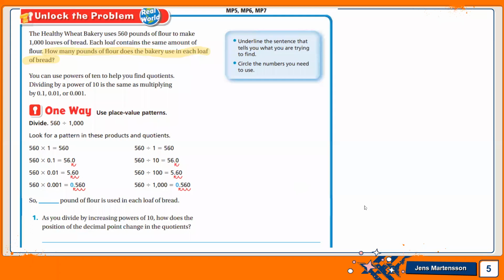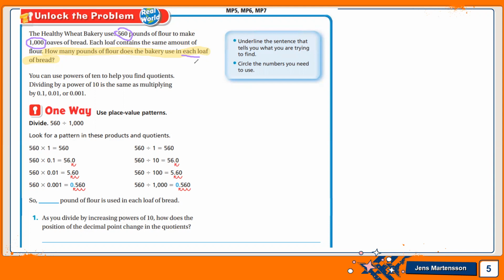What are the numbers that I have to use? I have here 560, and I have 1,000. So now, they use 560 pounds to make 1,000 loaves of bread. Now, how many pounds of flour do they use in each loaf? They told me that they use 560 to make 1,000. If they want to make 1 loaf only, how many pounds do they use?